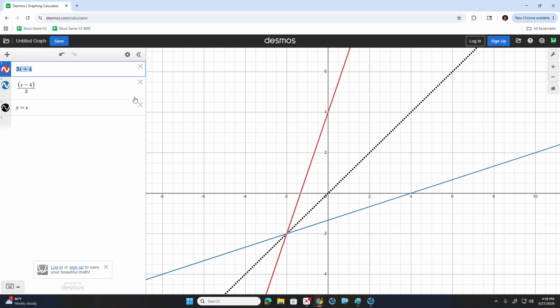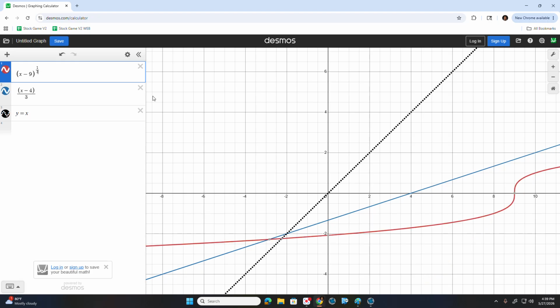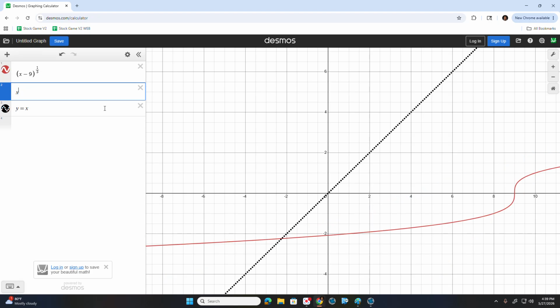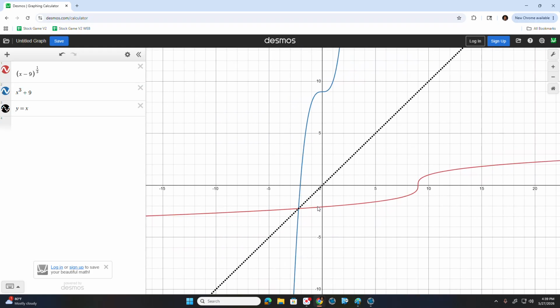So for example, we just got, what was it? X minus 9 cube root, which is the same as to the 1/3. And we also got x cubed plus 9. And let's zoom out so we can see that. You can see that this red curve, you could almost kind of flip these together over each other like a book. You could reflect about this y equals x line. So that's the graphical representation.